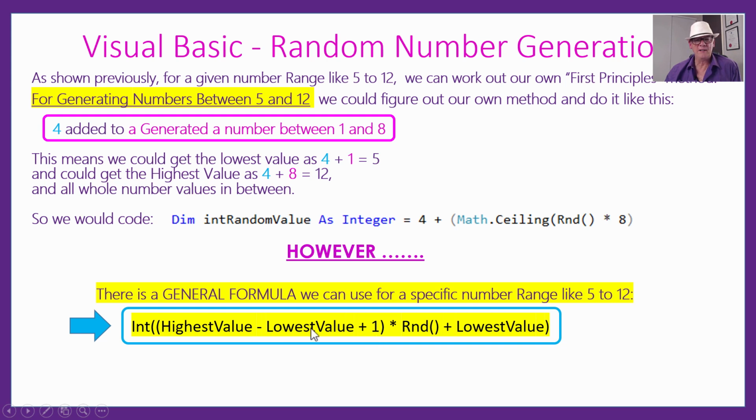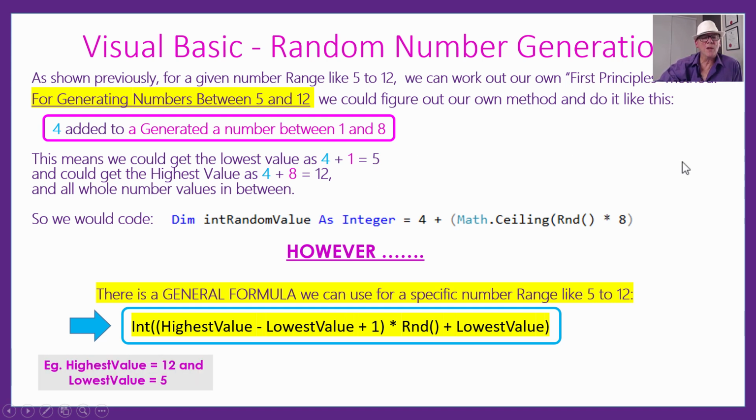And once you've done that sum in brackets, then you times it by the random number generator. By mathematical order of operations, it'll do the brackets first, then it'll do the timesing by the random number, which is 0.000 to 0.999, whatever the computer picks in that range. And then it'll add on the low value, which is the 5.